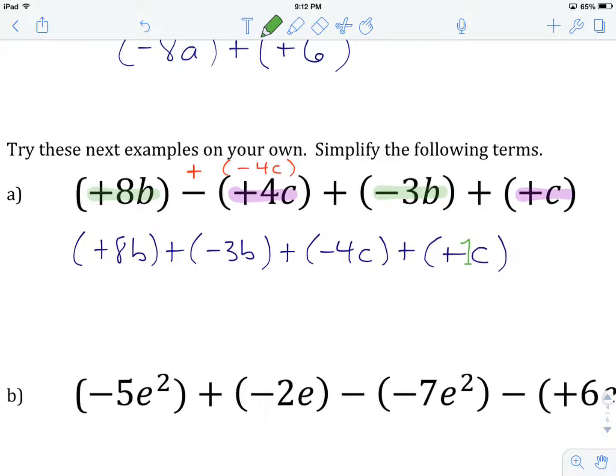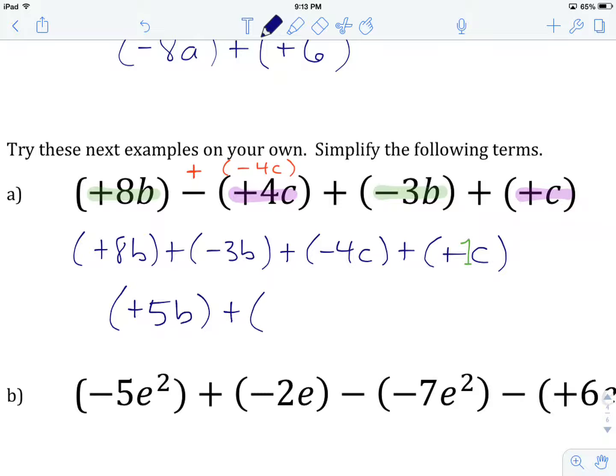So I have +8b plus -3b. I want to combine these two terms. I look at the integers. The integers have different signs. So the integer with the greatest amount is positive, which means that my combined term will be positive, and the difference between 8 and 3 is 5, and I keep my variable b to the exponent 1.